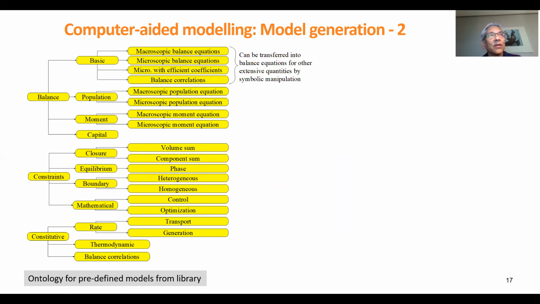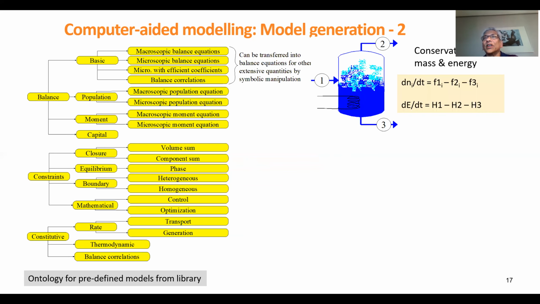Here is an example. On the left-hand side, you can see the balance equation, the constraint equation, the constitutive equation, the ontology is given. We go from left, and I'm just showing you 3 steps. Once we come to the last step, at that point, we have a corresponding model that we can use. And then once we have the model, we have the corresponding equations, and then we can continue with developing the model. So here is an example.